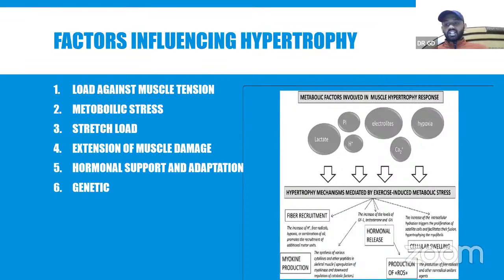The next one is genetics. Some people, whatever they do, cannot grow much muscle just because of their genetics. And some get really blessed with good genetics, they get very good strong shoulders and chest. So genetics has a very strong influence.